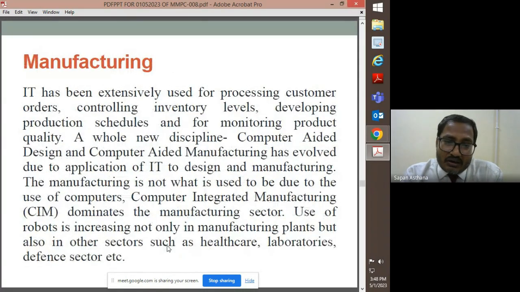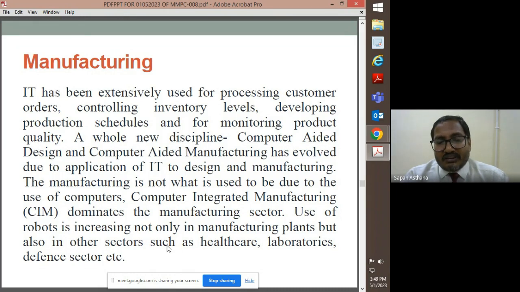In the manufacturing, you all know nowadays how information technology is used in the manufacturing. IT has been extensively used for processing customer orders, controlling inventory levels, developing production schedules, and for monitoring product quality. A whole new discipline, computer-aided design and computer-aided manufacturing, has evolved due to application of IT to design and manufacturing. The manufacturing is not what it used to be due to the use of computers.